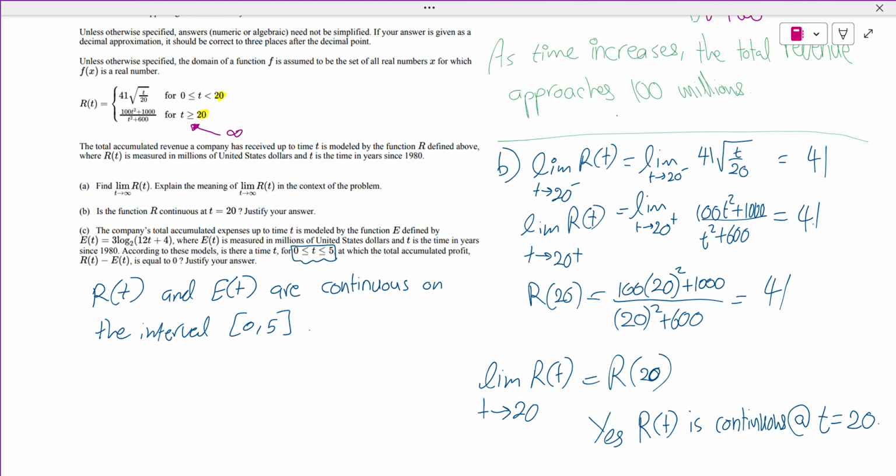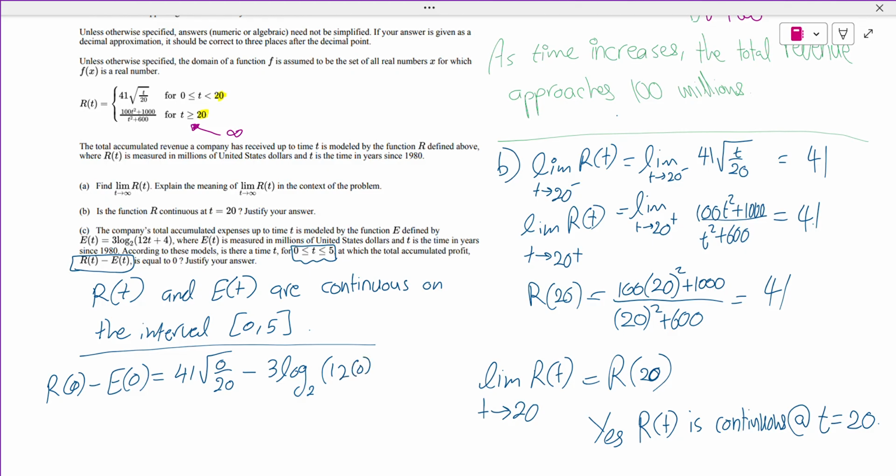So if they are both continuous, we can apply the intermediate value theorem, right? So let's find the profit at t equals 0, which is given by this difference. So here r of 0 minus e of 0. We found it before, but we can just use it here. So it's 41 square root of 0 over 20, minus e of 0, which is given in the question. You just need to copy the function e and replace the t with 0 and use your calculator to evaluate. You are going to get -6.